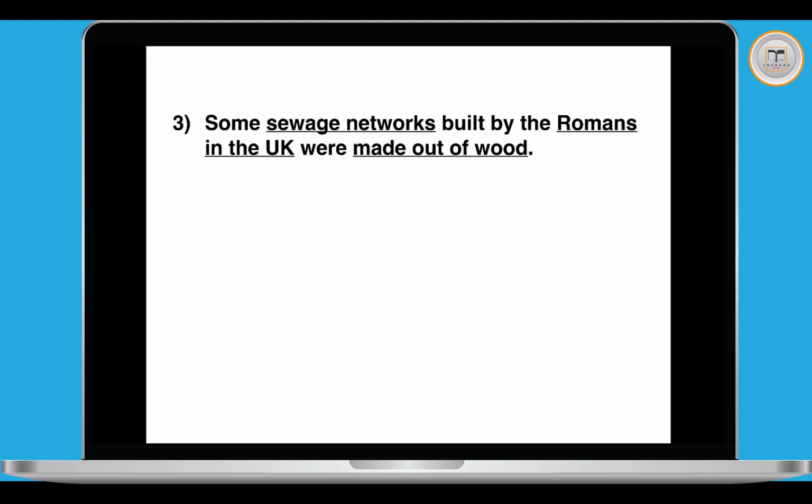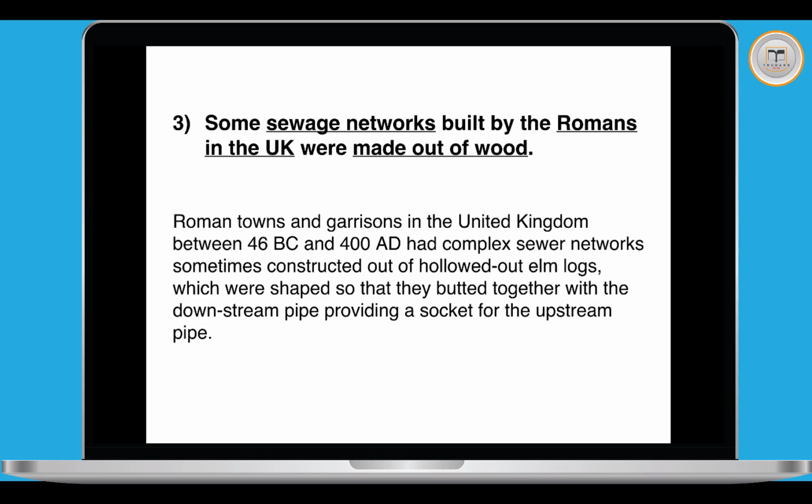We go to the next part of the passage. Roman towns and garrisons. We've got the Roman in the United Kingdom, so we're in the right place. Between 46 BC and 400 AD had complex sewer networks, so we found the sewage networks, sometimes constructed out of hollowed out elm logs. Well, the answer's there if you understand the vocabulary hollowed out elm logs. Elm is a type of tree and logs are pieces of wood from a tree.